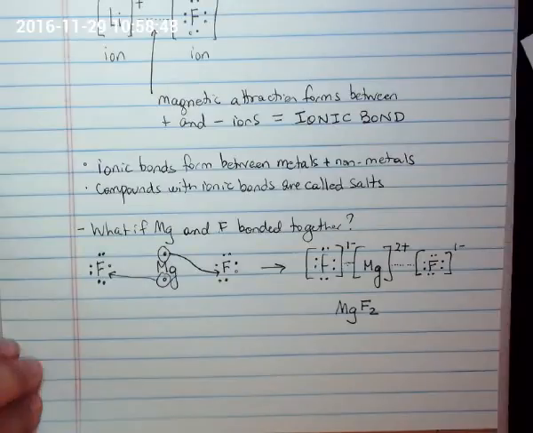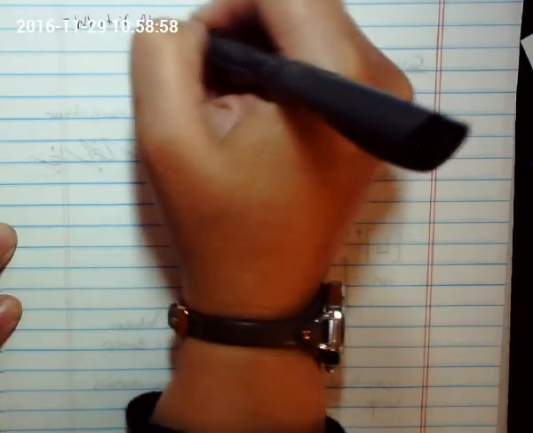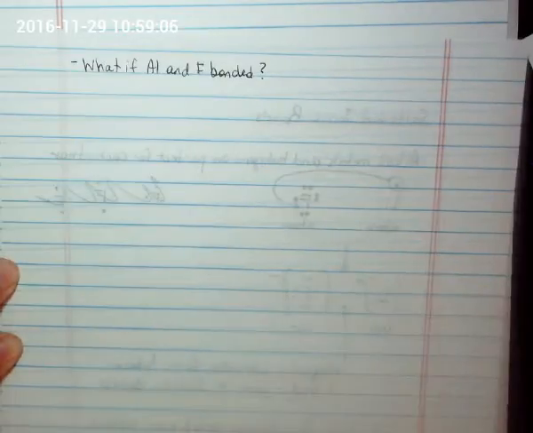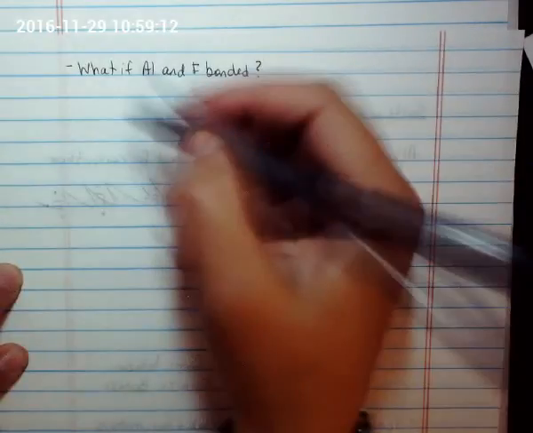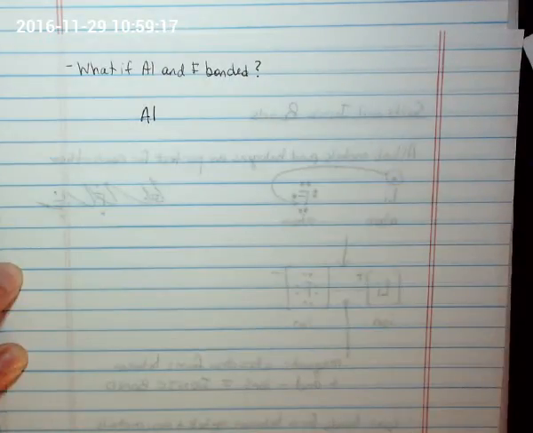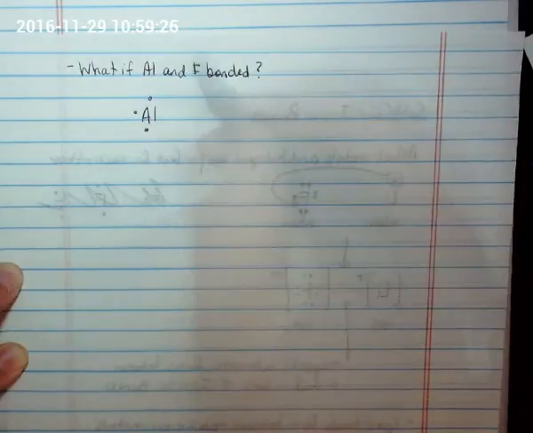One more picture. What if aluminum wanted to get in the game? What if aluminum and fluorine bonded? Well, let's draw the picture out. We're going to start with the atom of aluminum. How many valence electrons does it have? Aluminum, how many valence electrons? 3. So 1, 2, 3.